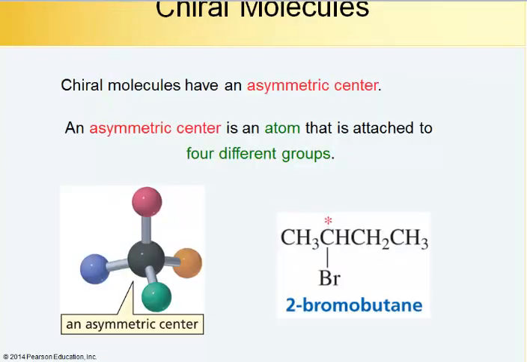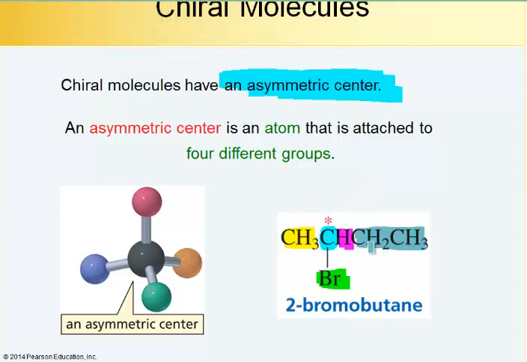So specifically when we're talking about chiral molecules, we're talking about a molecule that has an asymmetric center. Now this asymmetric center is actually pretty easy to pick out. An asymmetric center is going to have four different groups or atoms attached to it. So for example, with 2-bromobutane, the asymmetric center is indicated by this asterisk. So we have a methyl group attached to it, a bromine group, a hydrogen, and an ethyl. So we have four different groups attached to this carbon.